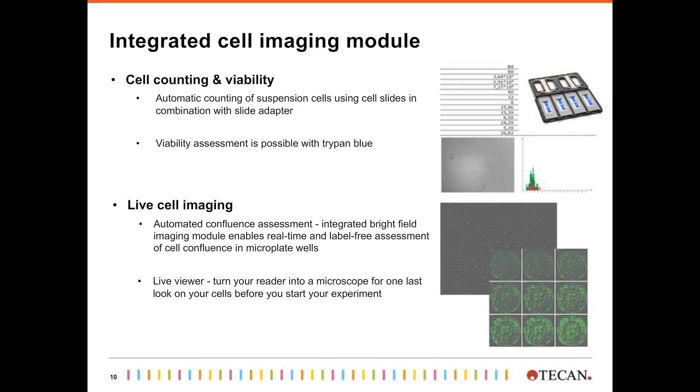Another element that is important for live cell analysis is the integrated cell imaging module in the Spark reader. It's a 4x bright field-based imaging module, a cost-efficient but very easy to use solution. You can use it for cell counting and viability checks of suspension cells, or trypsinized cells in slides, or you can measure the confluence level and take images in bright field from adherent cells in a microplate well. We also offer a live viewer, which is a kind of microscope mode integrated in our software.